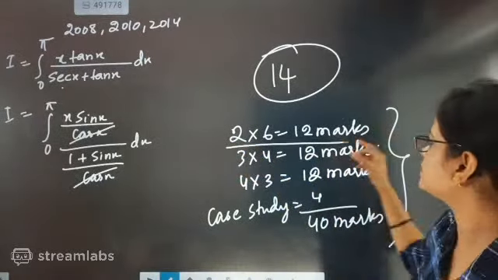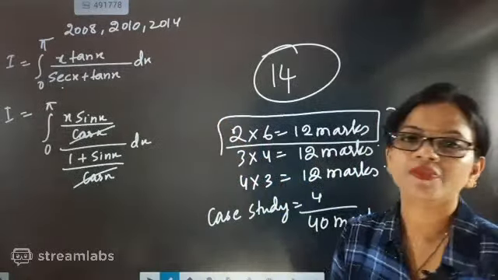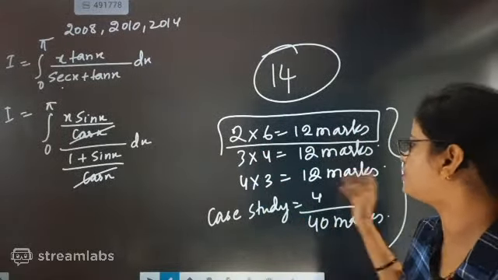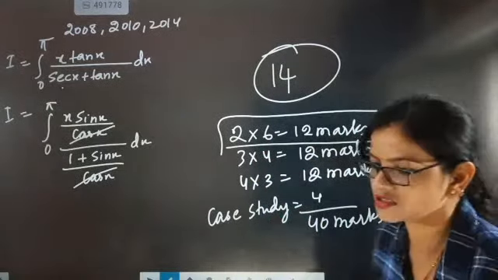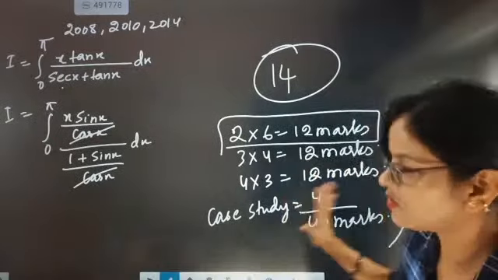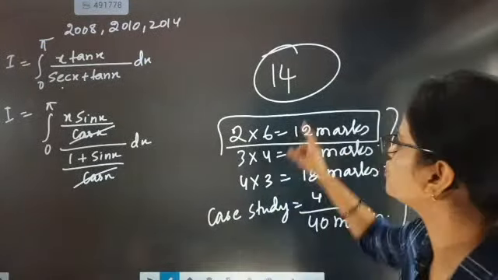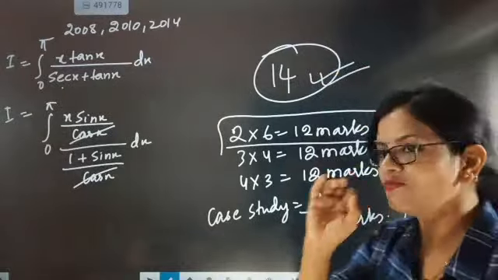I have just sent you the new format questions. In that, 2 into 6, 12 marks; 3 into 4, 12 marks; 4 into 3, 12 marks; and a case study of 4 marks. Since till now I know this is the pattern. If any change happens, I'll tell you. So there are 14 questions in total.